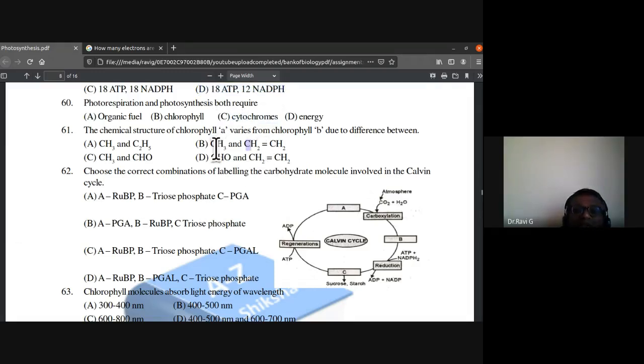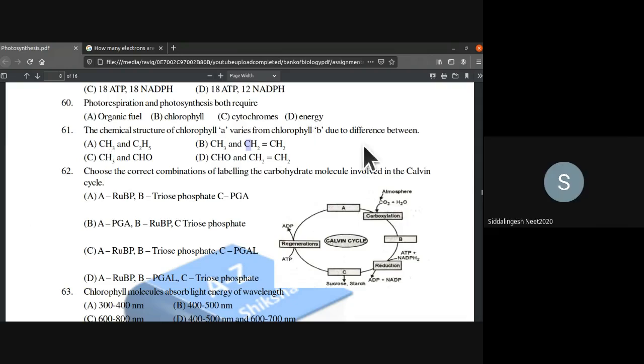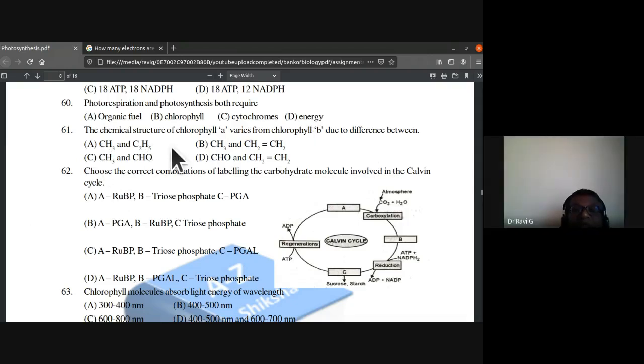The chemical structure of chlorophyll A varies from chlorophyll B due to difference between. This is a slightly tough question. So let us understand the chemical structure of chlorophyll A varies from chlorophyll B due to difference between. So the 61st, the choice is C.